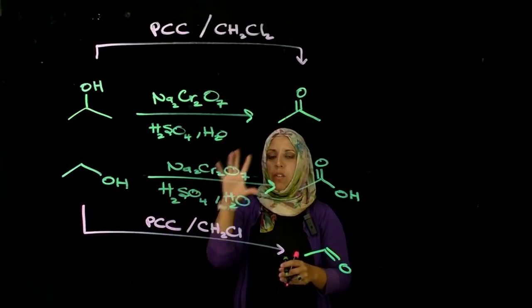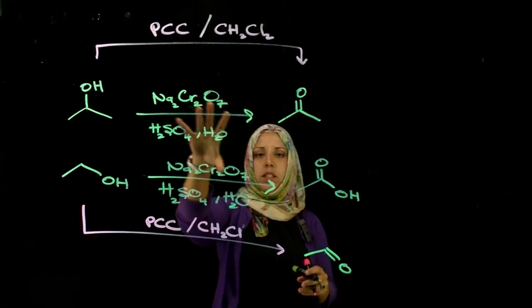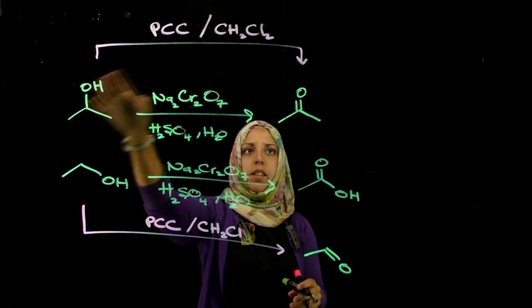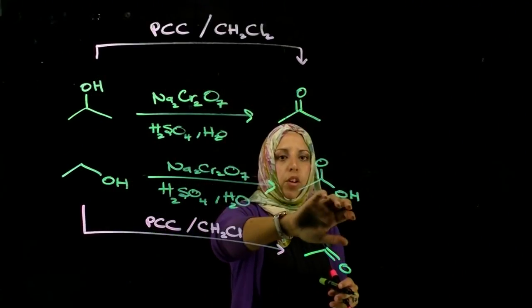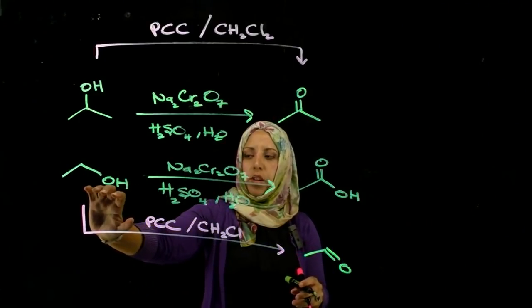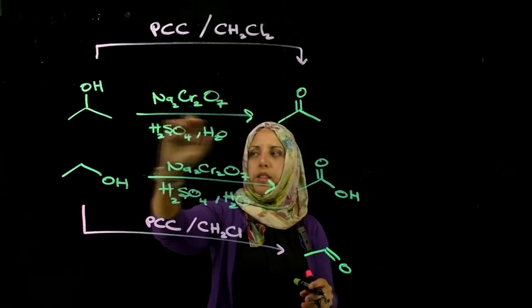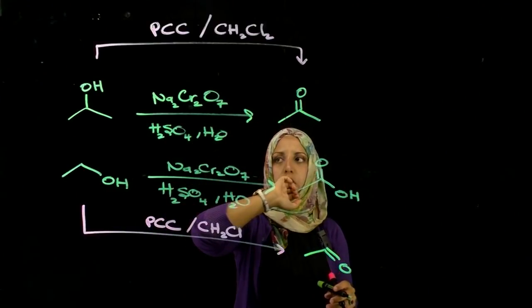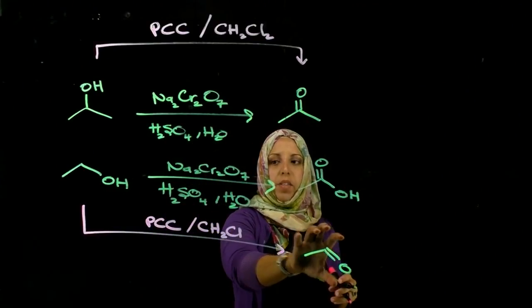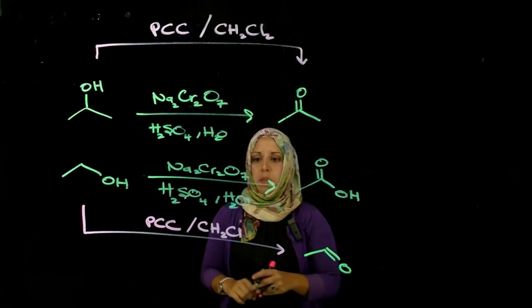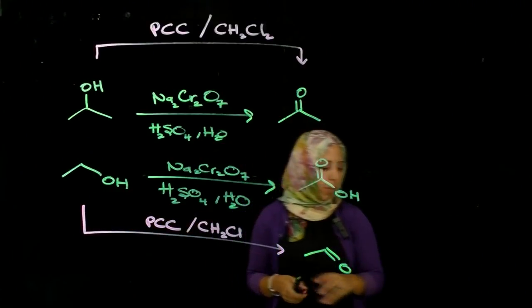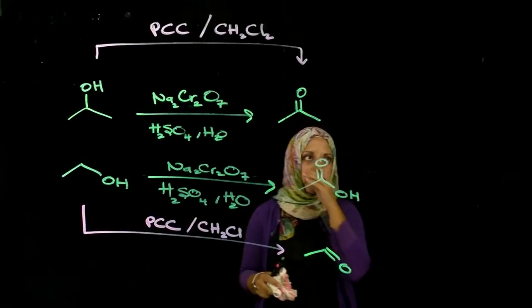Perfect. So a strong oxidizing agent is anything with chromate. It'll oxidize it all the way, if it can, to a carboxylic acid, and the hint is that if you're starting with a primary alcohol, it goes to a carboxylic acid group. If you have a secondary alcohol, it goes to a keto group. If you want to trap it at the aldehyde, you would have to use PCC in dichloromethane.